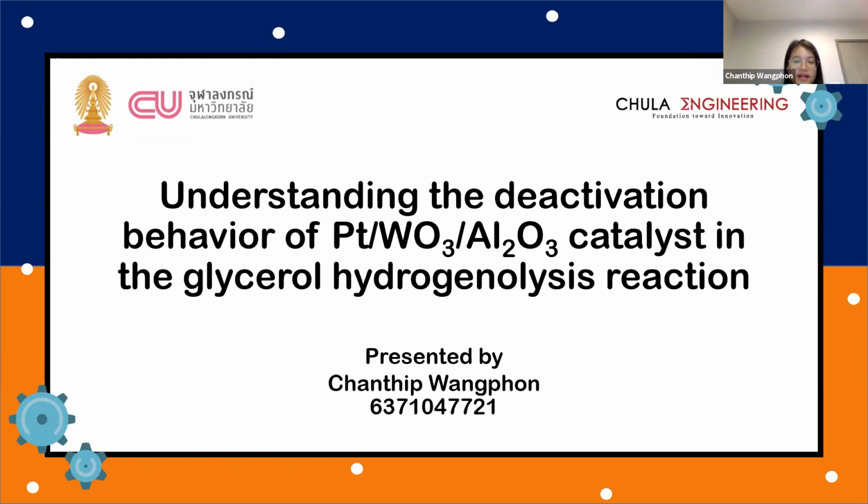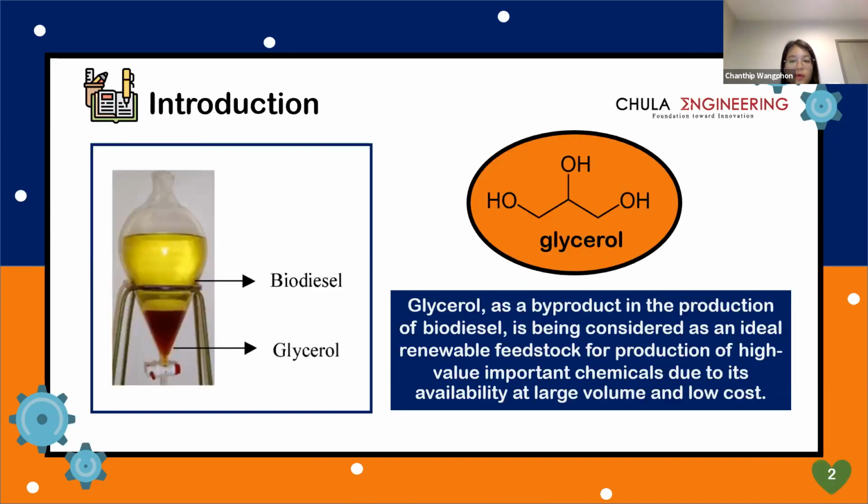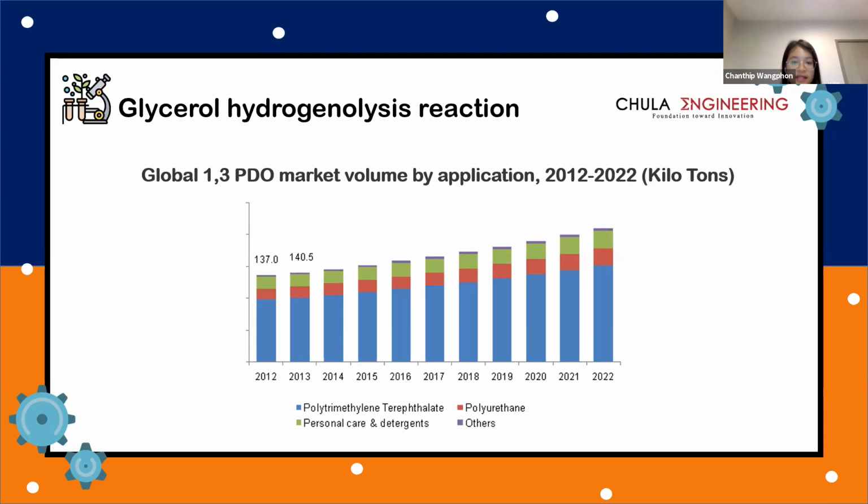Good morning, everyone. Today I'm going to talk about understanding the deactivation behavior of platinum tungsten oxides on aluminum oxide catalyst in the glycerol hydrogenolysis reaction. Glycerol is one of the byproducts of the production of biodiesel, and it is being considered as a renewable feedstock for the production of high-value chemicals, such as 1,3-propanediol. Because 1,3-propanediol can be used as a monomer for the production of polytrimethylene terephthalate. And this slide shows the market trend of 1,3-propanediol is higher each year.